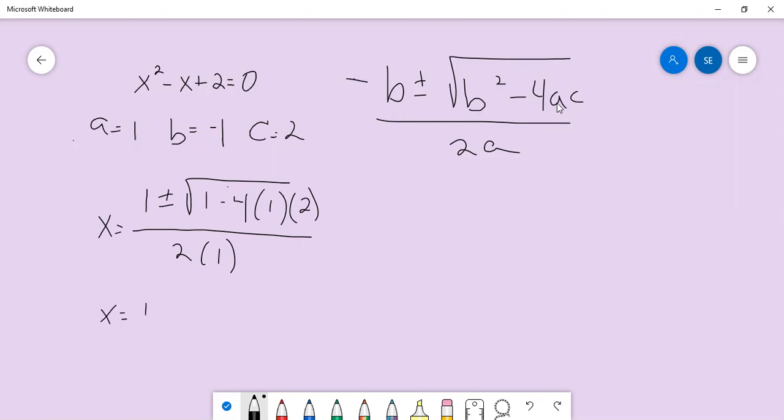x equals 1 plus or minus the square root of 1 minus 4 times 1 times 2, which is 8, all over 2. So x is equal to 1 plus or minus the square root of -7, since 1 minus 8 is -7, all over 2.